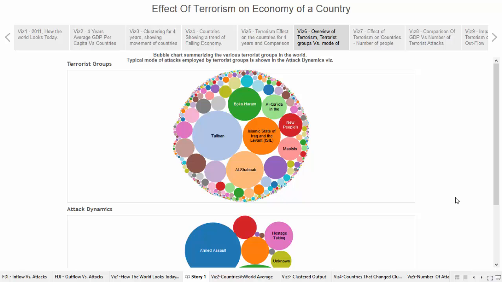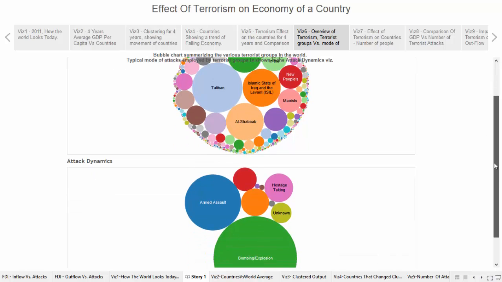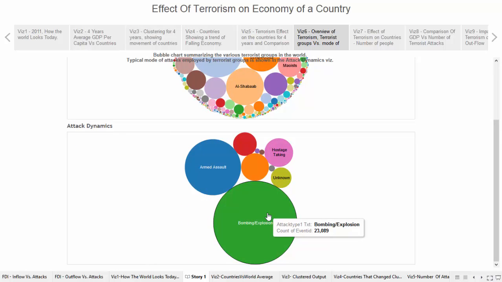We try to get deeper into our terrorist data, and we try to summarize the various terrorist groups in the world and their mode of attacks. The first is a bubble chart showing various terrorist groups, and from this chart we can see that the Taliban is an organization which has carried out as many as 2,816 terrorist attacks. The second chart shows the attack dynamic, and we can see that bombing and explosion is the most prominent mode of terrorist attack, with as many as 23,089 attacks.